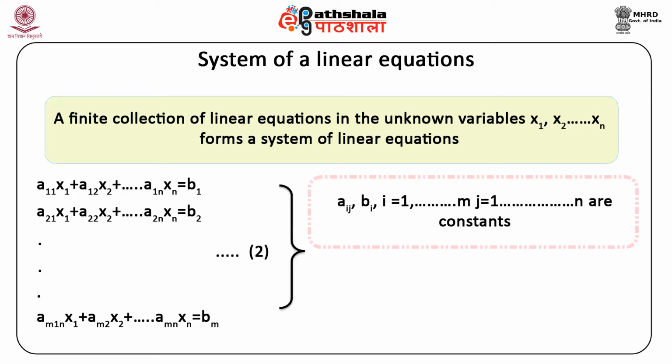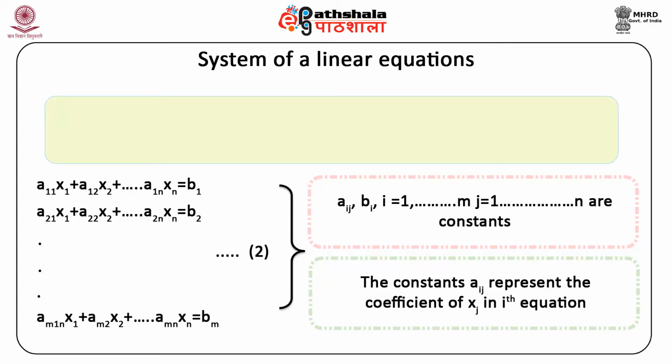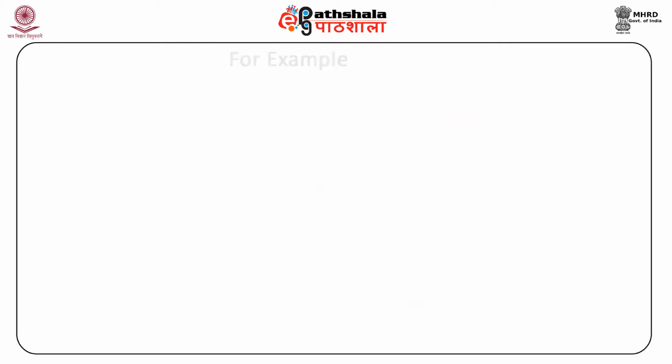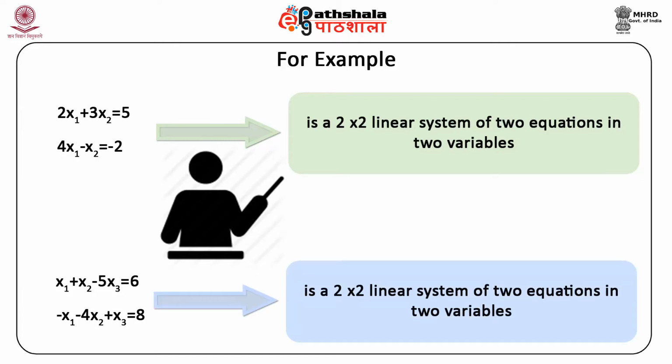Here aij, bi, i is equal to 1 to m, j is equal to 1 to n, are all constants. The constants aij represent the coefficient of xj in the ith equation. For example, 2x1 plus 3x2 is equal to 5, 4x1 minus x2 is equal to minus 2 is a 2 into 2 linear system of two equations in two variables. Similarly, consider the 2 into 3 linear system x1 plus x2 minus 5x3 is equal to 6, minus x1 minus 4x2 plus x3 is equal to 8 of two equations in three unknowns.